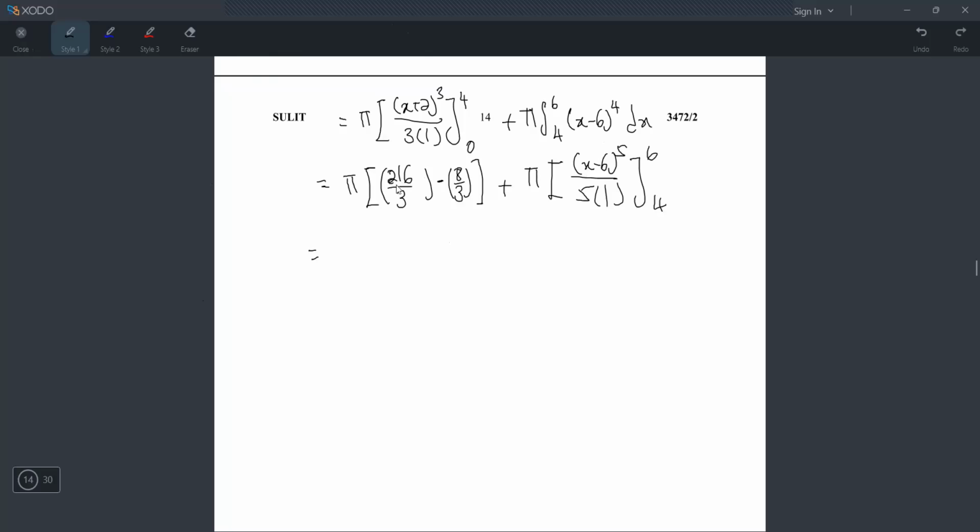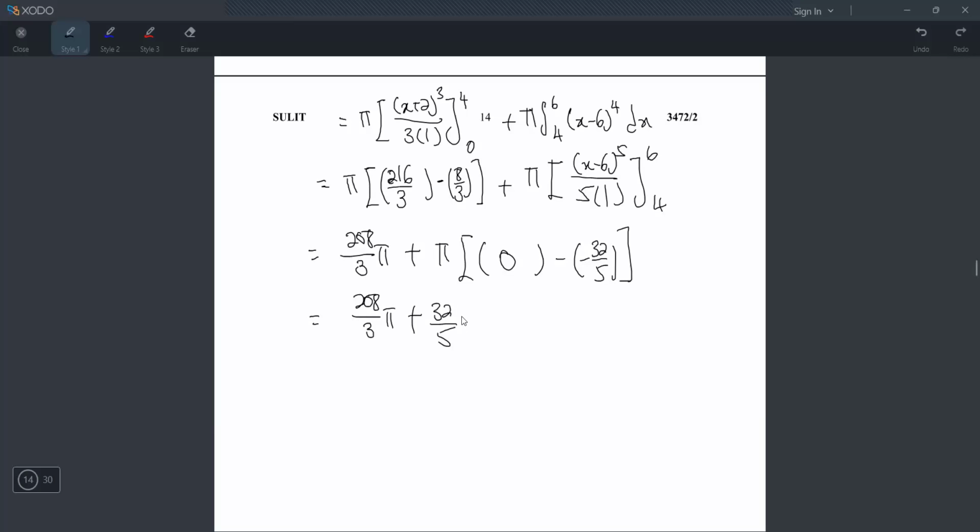Okay. 216 over 3 minus 8 over 3 is 208 over 3 pi. And then at the back here, you need two brackets. So pi, one bracket for substituting 6, and then minus one bracket for substituting 4. If you substitute 6, I think it's 0 because 6 minus 6 is 0, right? 0 power 5 is 0, the whole thing is 0. But if you substitute 4, 4 minus 6 is negative 2, power 5 is negative 32. So negative 32 over 5, right? So you get 208 over 3 pi plus, because 0 minus becomes plus, 32 over 5 pi.